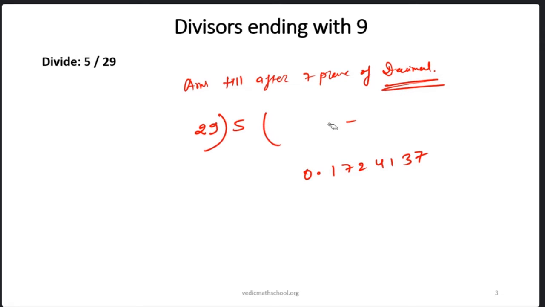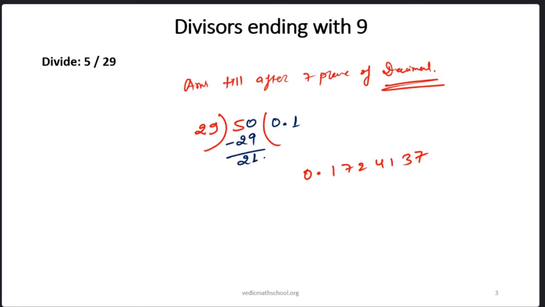That is the question. And I asked you to give me the answer till the next 7 digits after the decimal, because I know you will have to put the decimal, since you can't divide 5 by 29. I'm writing 0 and putting the decimal, so this becomes 50. How many times? 1 time. So 29 is there, and the remainder is 21.